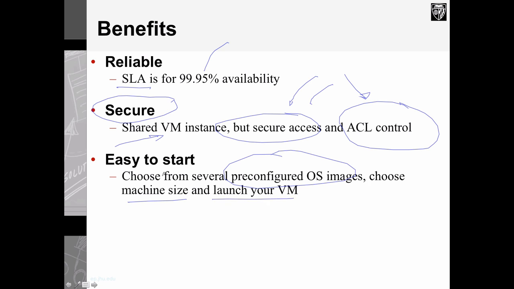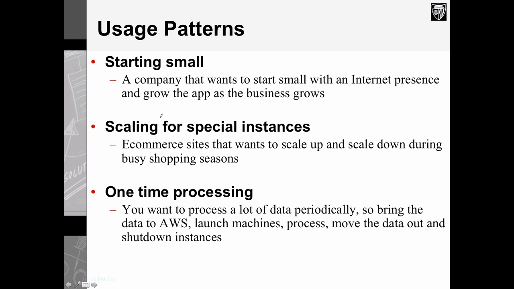So as you can see, when we look at the demo, it's pretty easy to start as long as we provide these 3 or 4 options that it requires, and it starts an EC2 instance very quickly. So what are the usage patterns? When should we use EC2?